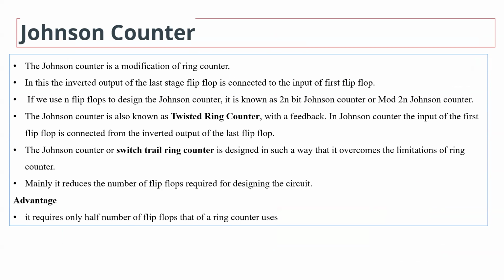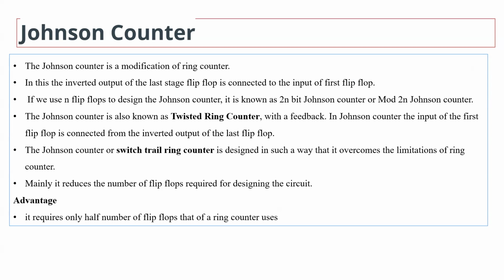In the Johnson counter, the complemented output, that is the inverted output of the last stage flip-flop, is connected to the input of the first stage flip-flop. For designing an n-bit Johnson counter, we require n flip-flops, and it is also known as a 2n-bit Johnson counter or mod 2n Johnson counter.